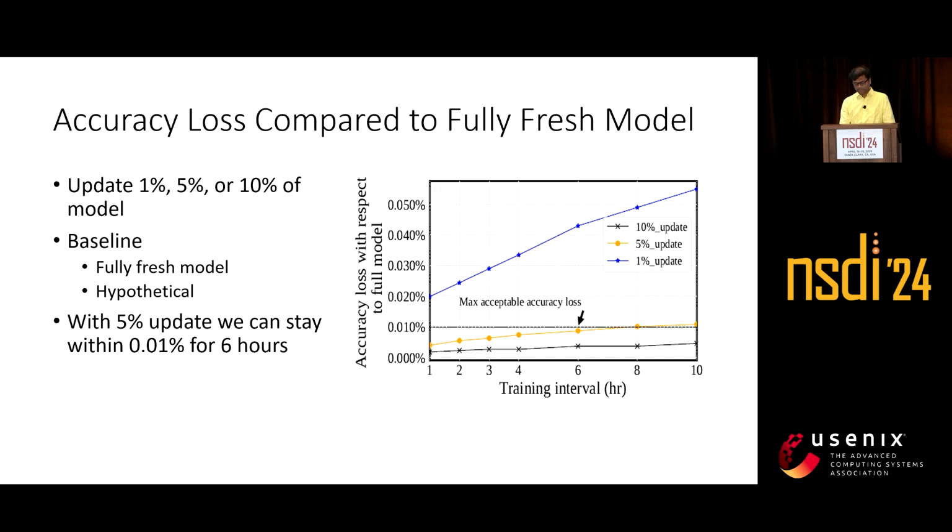0.01%. We can postpone the intermittent full model update by at least 10 hours with a 10% update size. With a 5% update size, we can postpone the intermittent full model update by 6 hours.